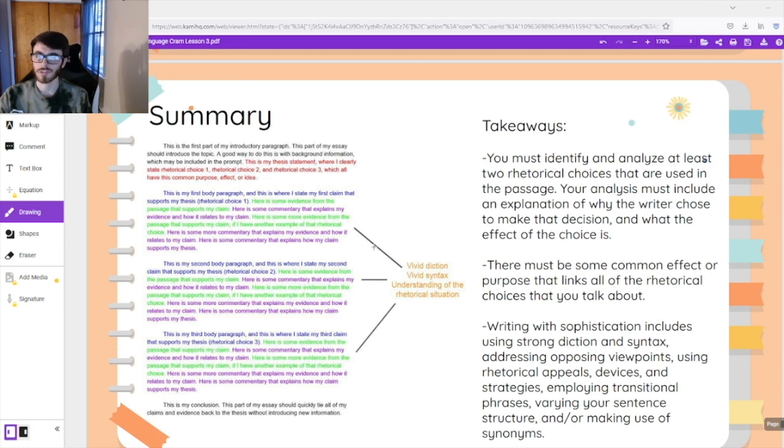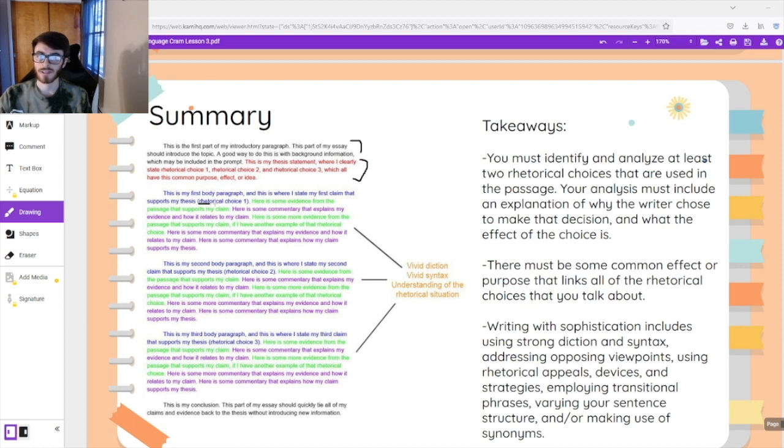So our summary looks very similar to how it looked in the argument essay, right? But there are some key differences. Our background information is still the same, but if we look at our thesis, this is where I clearly state rhetorical choice 1, rhetorical choice 2, and rhetorical choice 3, which all have this common purpose, effect, or idea. It's important that our thesis statement has our choices and our common purpose, effect, or idea in it.